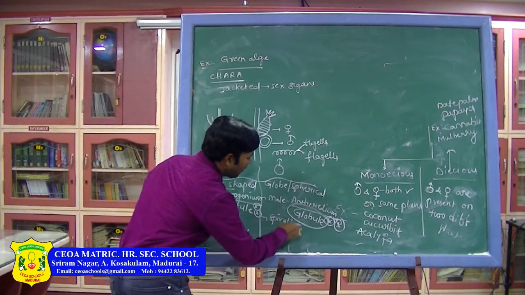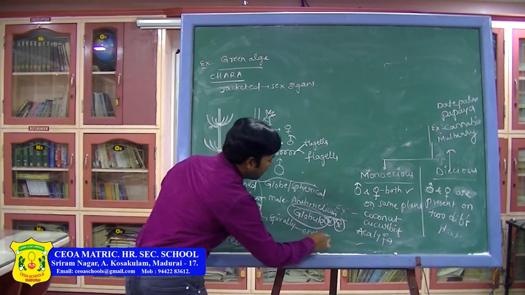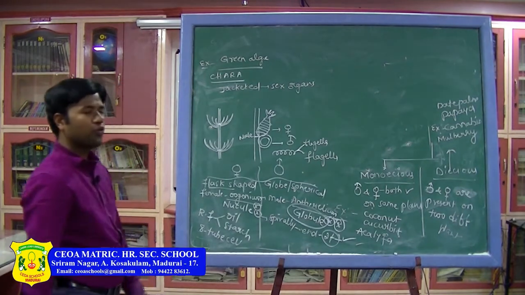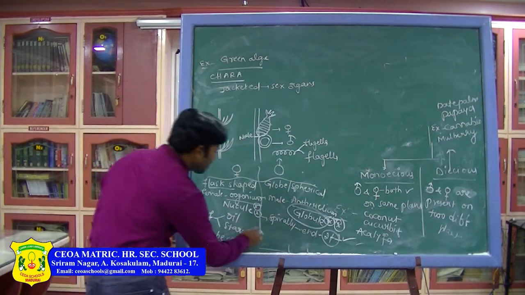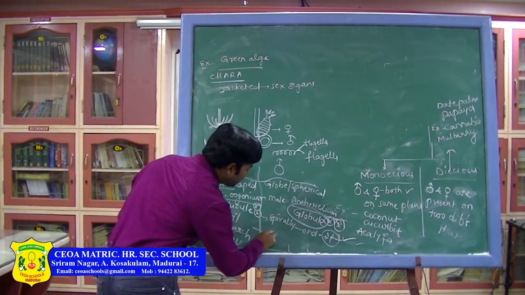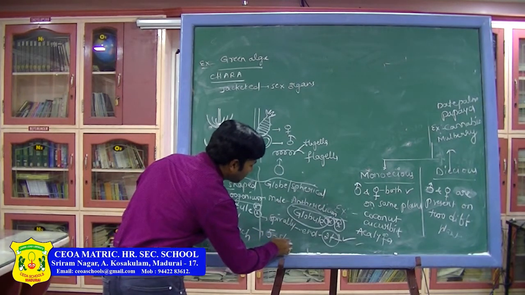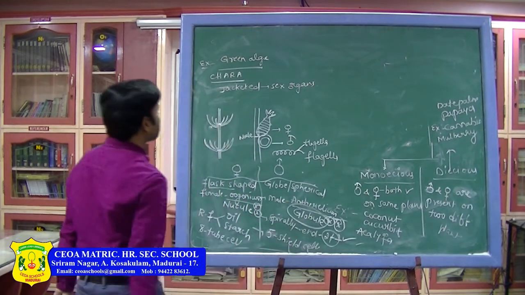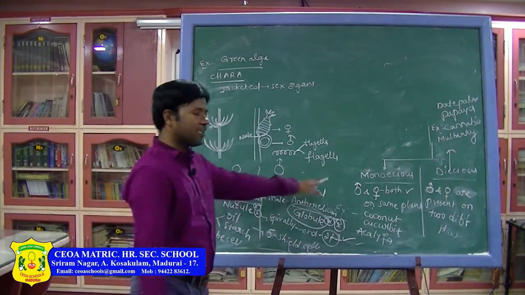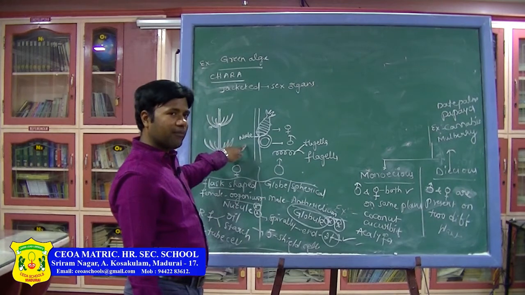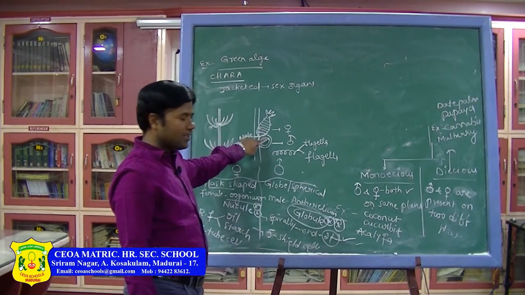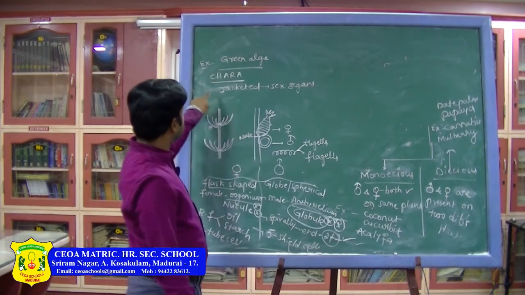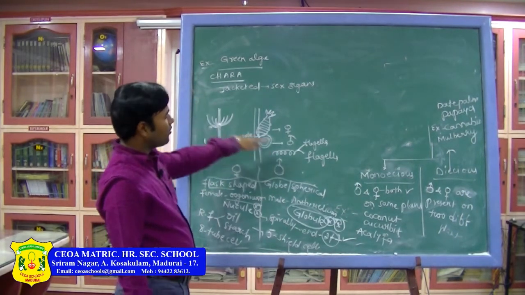Spirally, and at the end 2 flagella are present. Here 5 shield cells are present. This is about what? Monoecious. Monoecious means on the same plant, in different locations, male and female reproductive organs are present. So, this is an example for the monoecious.